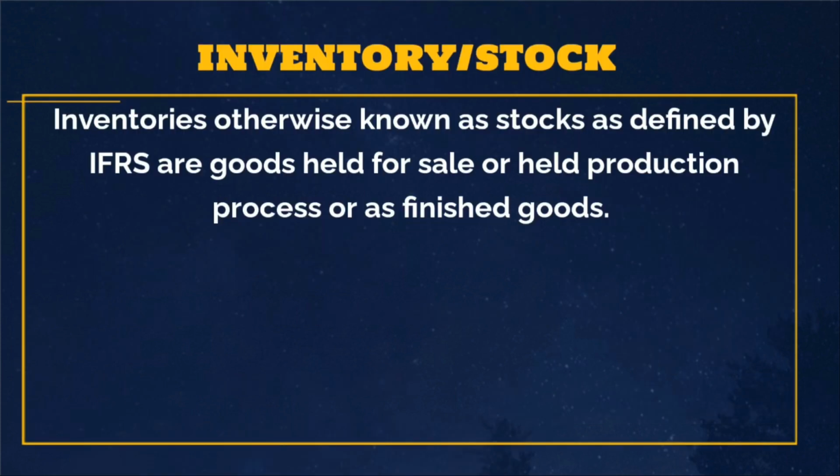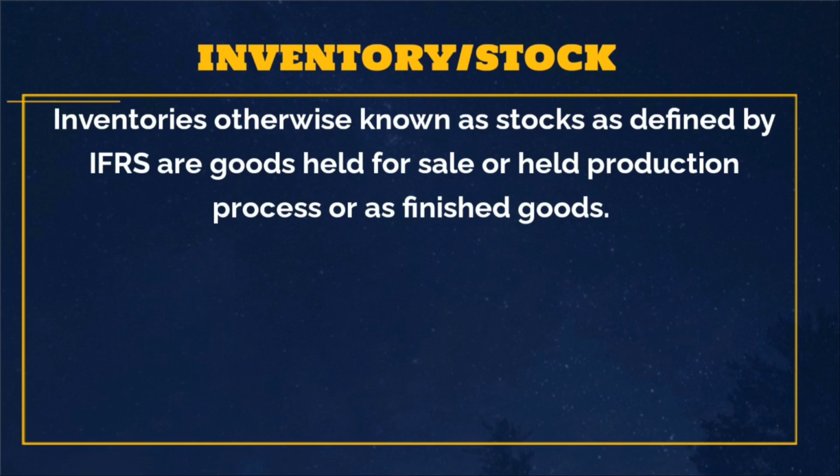Inventory, which is otherwise known as stock, as defined by IFRS, are goods that are held for sales. If you are talking about goods held for sales, we are talking about all those stocks, inventories that a retail business or a wholesale business have in a store for sale, or held for production process. This is in the case of manufacturing companies. The raw materials that are stored in the store are all regarded as inventories, or finished goods, which are the goods for which the production process has been completed.